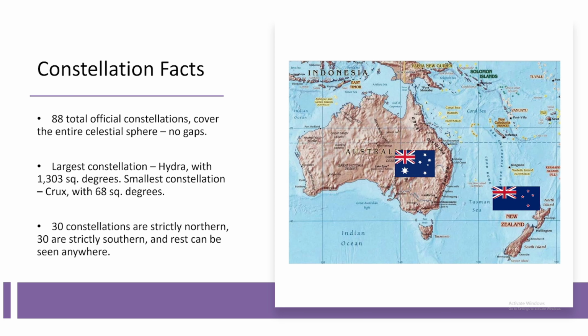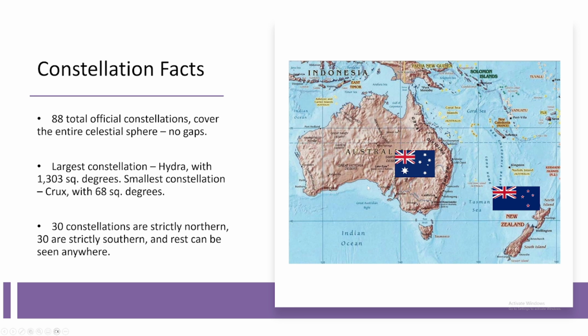Here are some facts about constellations. There are a total of 88 official constellations covering the entire celestial sphere, no overlaps and no gaps. And just like we have larger area countries in the world like Canada and Russia, there are also larger area constellations. The largest constellation is Hydra, and the smallest constellation is called Crux.